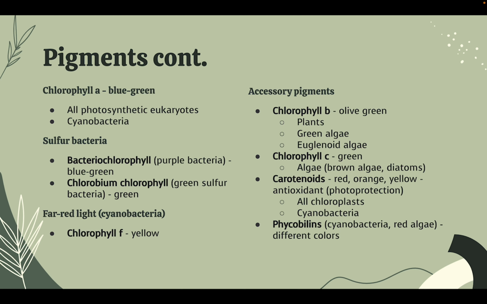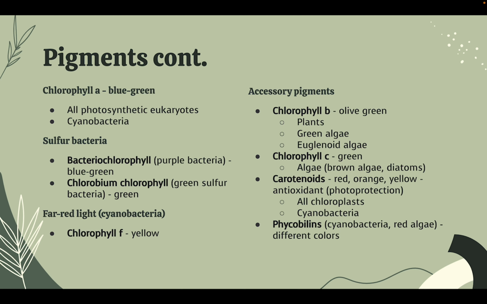All right, so here's more about pigments. Chlorophyll A is a blue-green pigment. It's our main chlorophyll that we think of when we think photosynthesis. It's used by all photosynthetic eukaryotes and also by cyanobacteria. Sulfur bacteria like to use bacteriochlorophyll. That's for purple bacteria, and it's blue-green. And green sulfur bacteria use a green chlorobium chlorophyll.